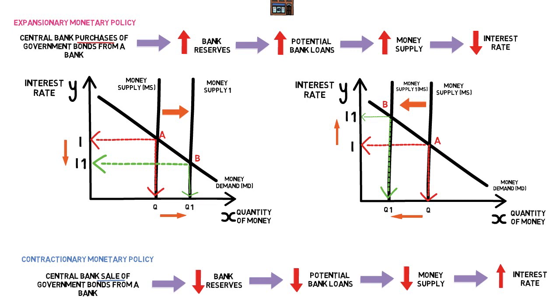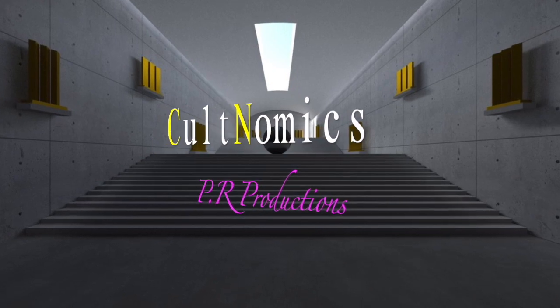And the overview here is we can have either expansionary or contractionary monetary policy in the economy through the purchase and sale of government bonds.